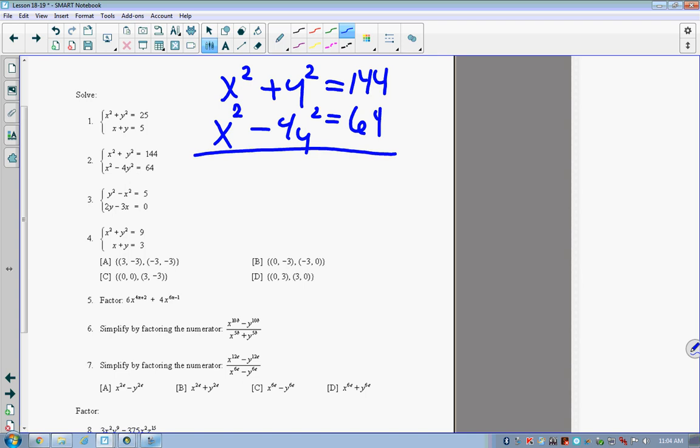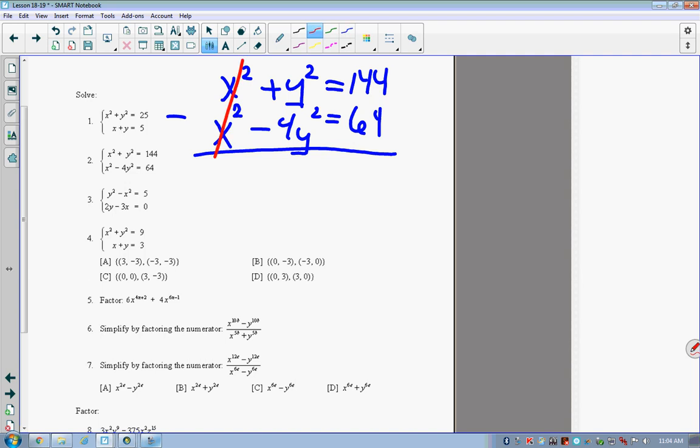If I look at it like this, and I want to get it down to one variable, does anybody know what the easiest way to do that is? Could I use elimination here? Okay, what would I have to do to these two equations to eliminate? How about just subtract? What's x squared minus x squared? Okay, so it cancels out.